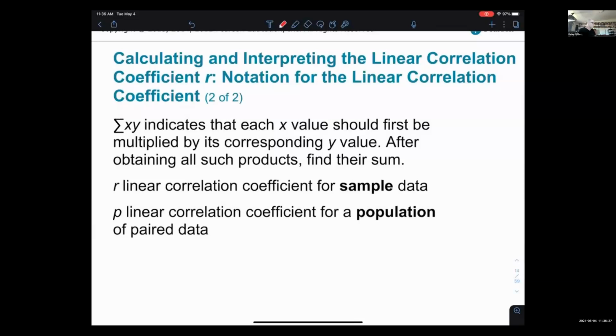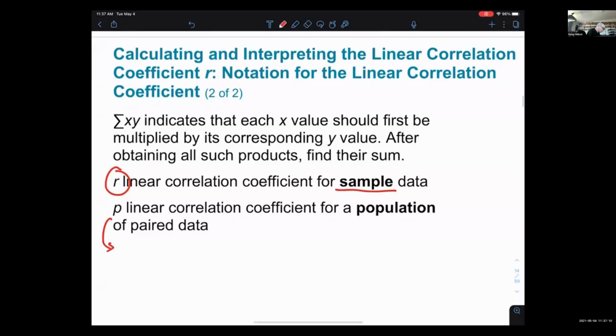Calculating and interpreting the linear correlation coefficient. Notation for the linear correlation coefficient. So the R is the linear correlation coefficient for a sample. And as in most of our examples we've looked at, when we look at a letter to represent the population versus the sample, they will typically use a Greek letter. But in this case, it just looks like a P, which we used for population proportion, but the symbol actually should look more like this. So let me write it. I don't think the slide, somebody put this in on the slide, but it's not really correct. It should look more like this.